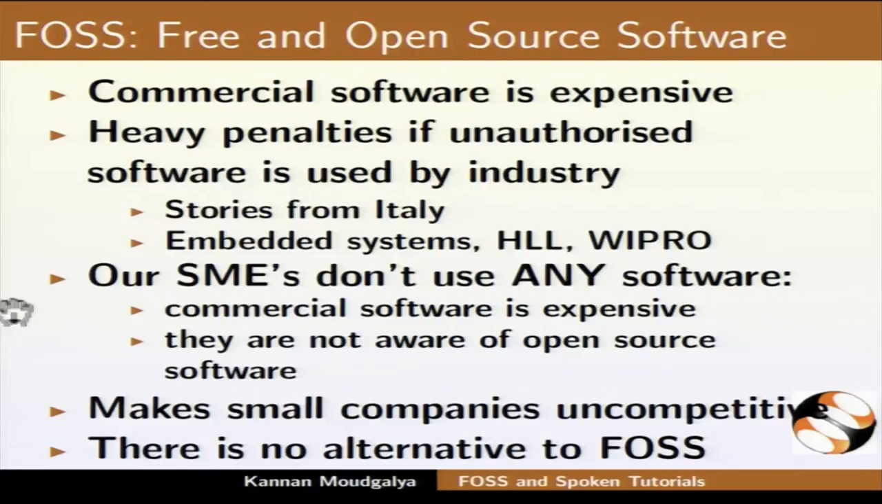Because of this, our small and medium scale enterprises do not use any software. Commercial software is very expensive. And they are not aware of open source software. We do not teach them in colleges. We do not teach our students how to use it. Commercial software is like a book that they cannot take outside our college premises. Okay. This makes small companies uncompetitive, and there is no alternative to FOSS. Remember, this is a very important slide. There is no alternative to FOSS, especially when you go to industry.